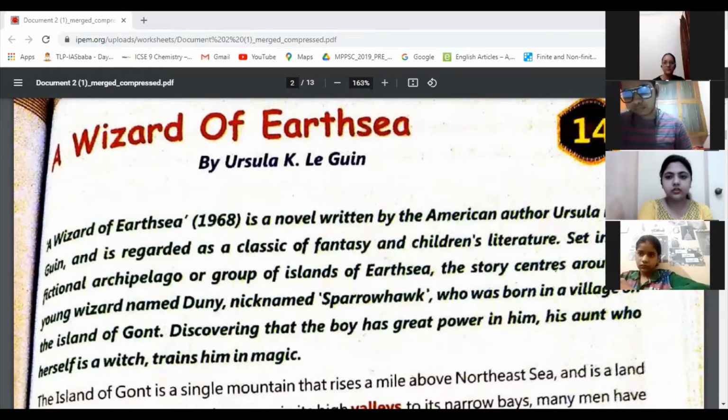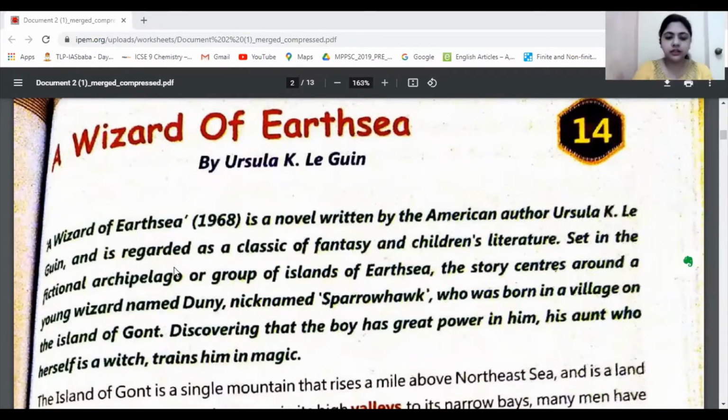All right. So, as I've already told you, the name of the novel is A Wizard of Earthsea. It was published in 1968. And who has written this novel? An American author named Ursula K. Le Guin. And it is regarded as a classic of fantasy and children's literature. So it was written basically for children, and it is a fictional novel. Fantasy means something which is not real. And it is regarded as a classic because it is very popular among children.